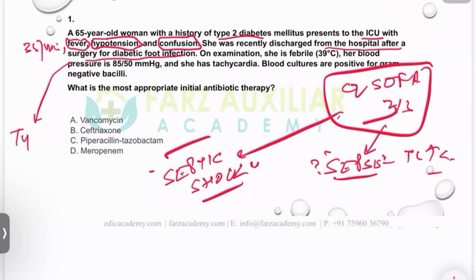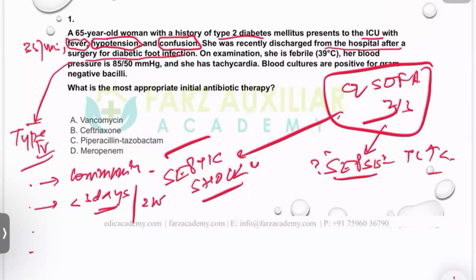So she is a type 4 patient. Can you tell me what is a type 1, 2, 3, 4 patient? Type 1 patient is a patient who has come from the community. Type 2 patient is a patient who has stayed in the hospital for less than 3 days in the last 2 weeks. Type 3 patient is a patient who was in the hospital for at least 1 week. And type 4 patient is a patient who has come to your hospital from some other hospital and has been in an ICU.